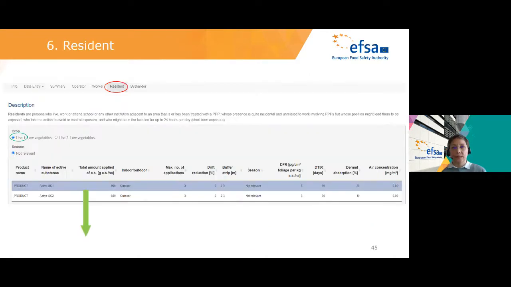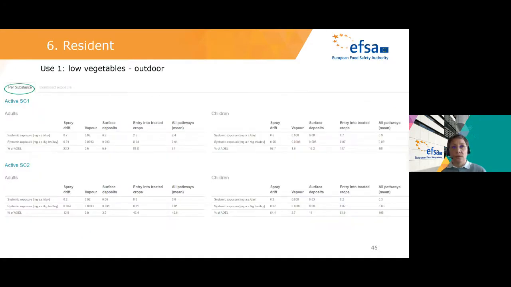Next slide, please. Then after the detailed results for the worker, we have results for the resident, and it is the same. You choose the use you want to see the results. You can select the single line of interest to see immediately below the table, or you scroll down. Next slide, please, to see more results. And you see here, in the previous slide I showed you the button combined exposure, and here I've chosen the button per substance, so you can see the detailed results for each active substance.